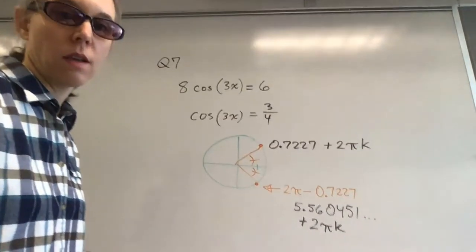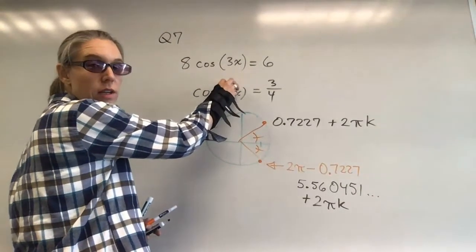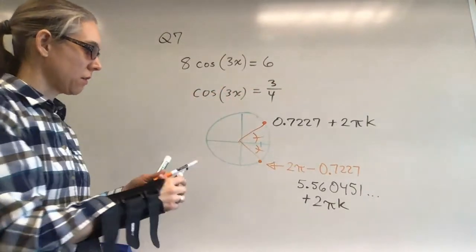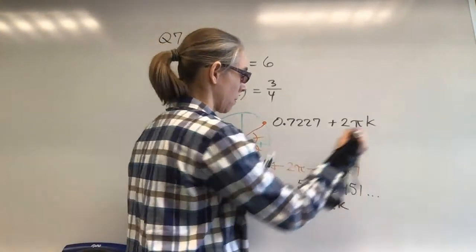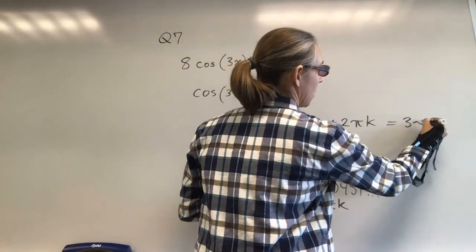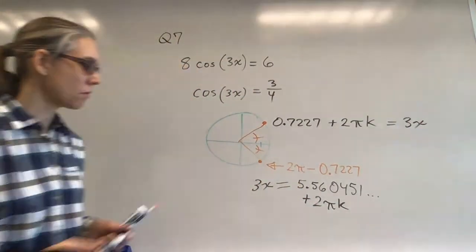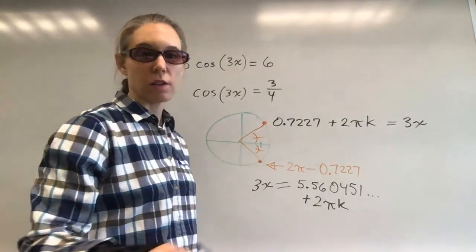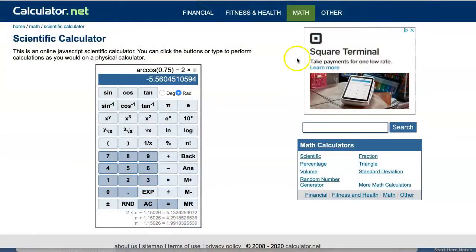Here we are. Now, these are the values where if you plug them into cosine, you would get a result of 3/4. But we actually have a 3x here, right? So what that means is I then need to take 3x and set 3x equal to each of these values. And then I divide everything by 3. So if I divide this first value by 3, back to the scientific calculator. Clear.